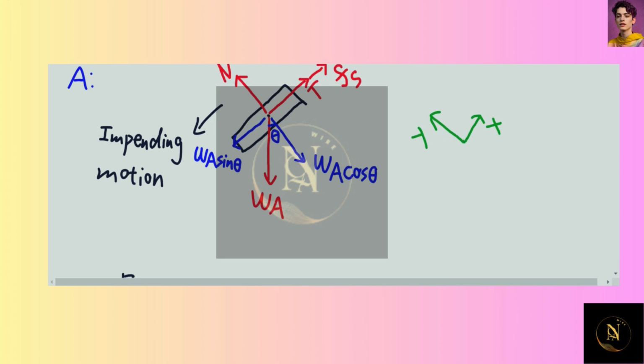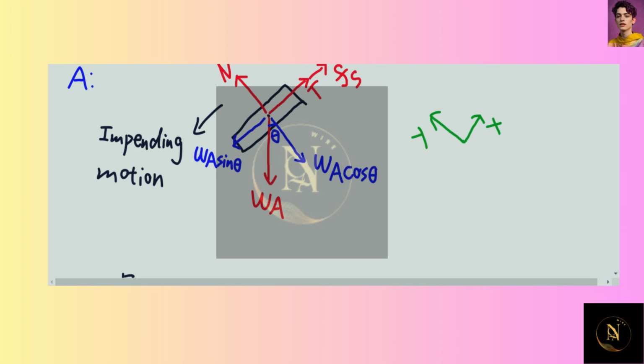Okay, so this is the free body diagram for block A. The black arrow here is the direction of the impending motion for block A. Therefore, block A experiences 4 different forces: the normal force from block B, the gravity of block A itself, the tension from the string, and the static friction along the surface.